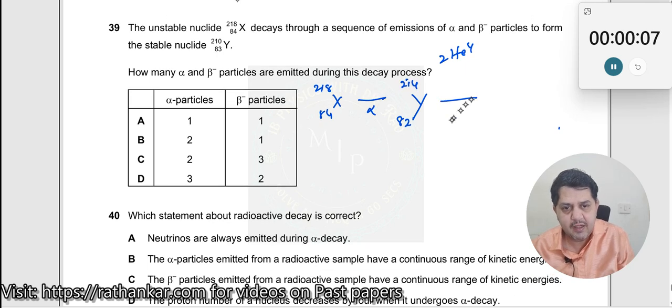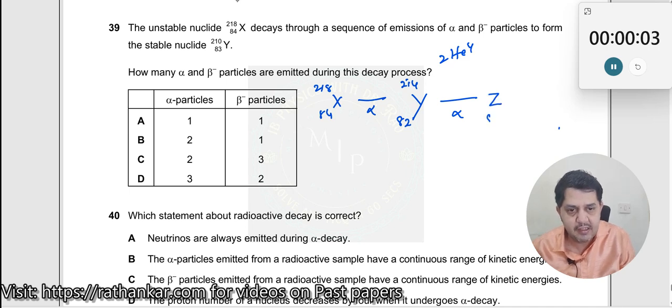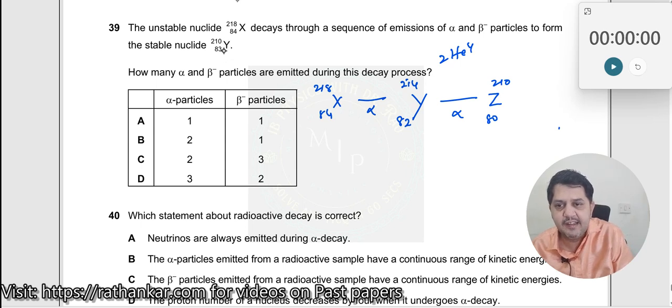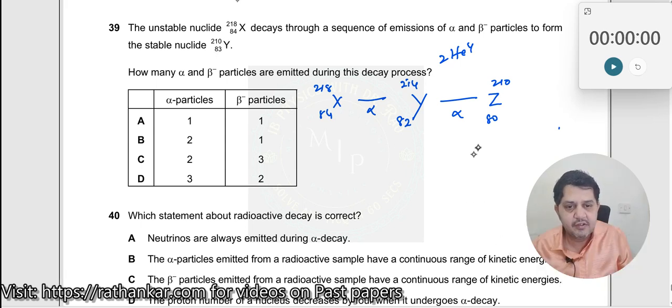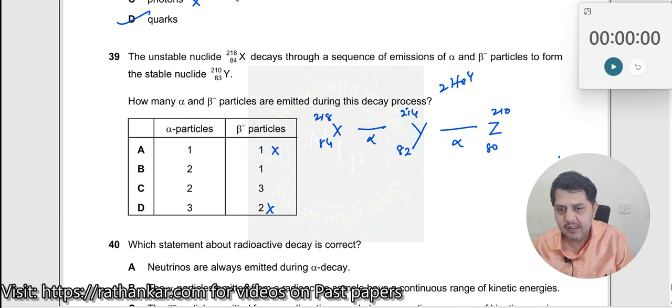214. And one more alpha particle is emitted. That means you get Z here, which will now be 80, and this will be 210. See, we have already achieved 210 here. The only thing is it should be 83 here. So now we need to look at how many beta particles are emitted. We are going in the right path. Two alpha particles is correct, which means the other options are incorrect. Now let us look at beta particles.